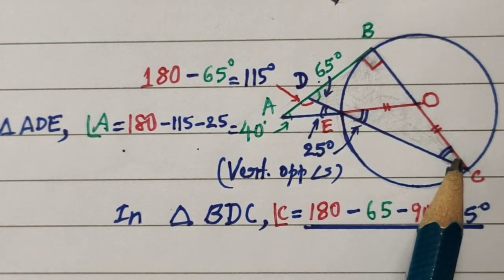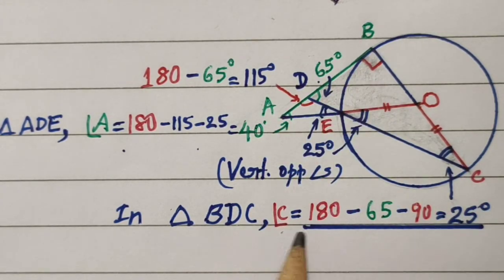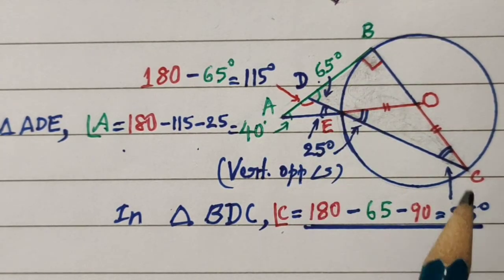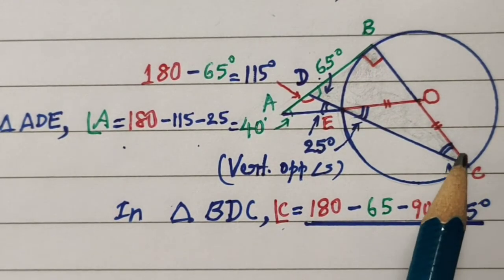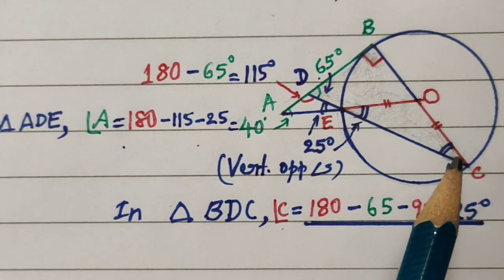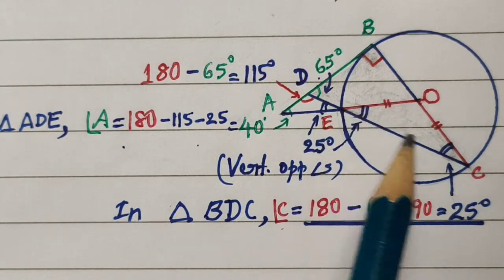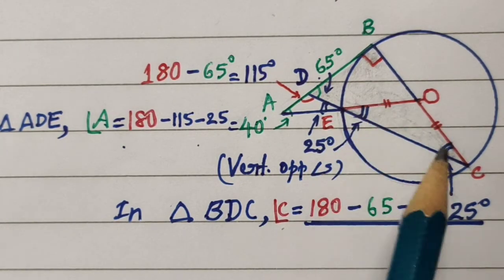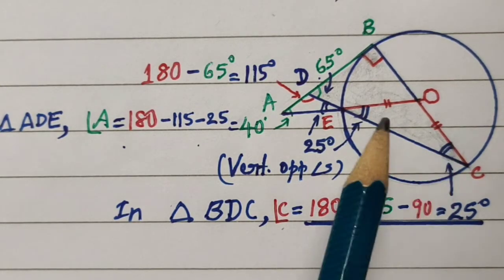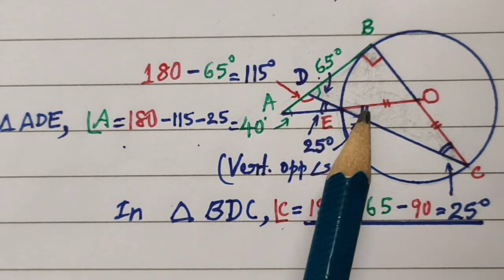How did we find this angle C? In triangle BDC, angle C is equal to 180 minus 65 minus 90, which is equal to 25. So we have found this. Let us go one by one. We took this triangle, then we found this. We know this is equal to this because the two are radii. We are taking this triangle, and the opposite angles are equal. Once we know that this is equal to this, these two are vertically opposite angles, so this is equal to this.